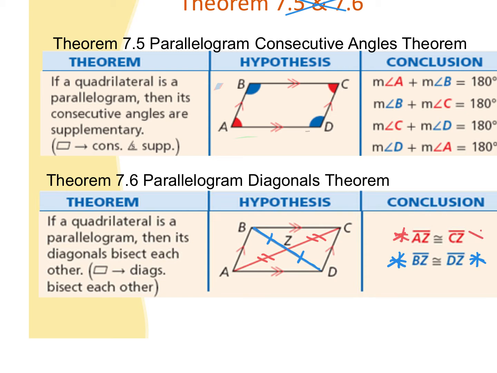Now, these two diagonals are not congruent. We're going to learn coming up in another lesson that when the diagonals are congruent, it's actually a rectangle. But in a parallelogram, the diagonals do not necessarily need to be congruent. They're just bisected.